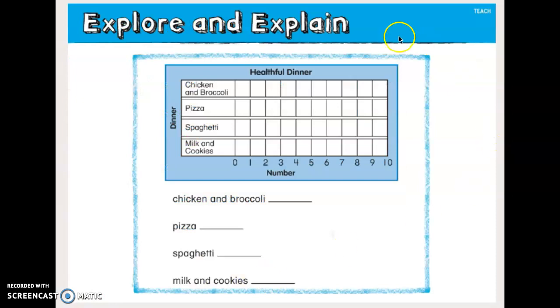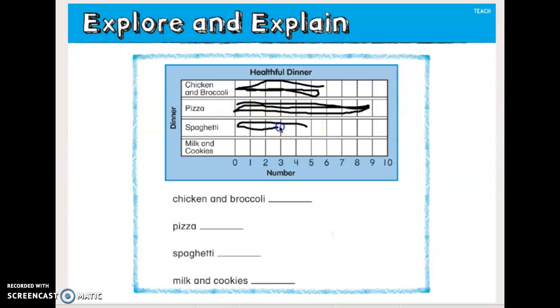So for this one, we would create our own bar graph by surveying people about which dinner they liked and then filling it in. So let me get my writing tool. I'm going to say 6 people like chicken and broccoli. Let's see, we got to do 9 people liked pizza. 5 people like spaghetti. Milk and cookies for dinner. I think 10 people would say milk and cookies for dinner.